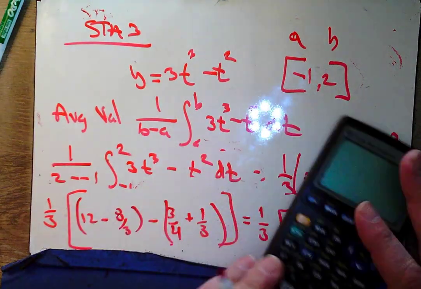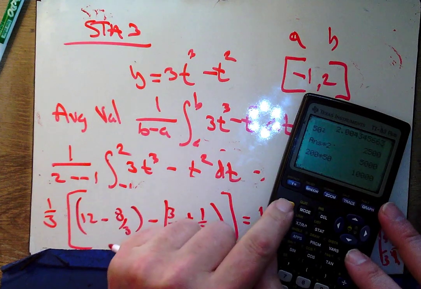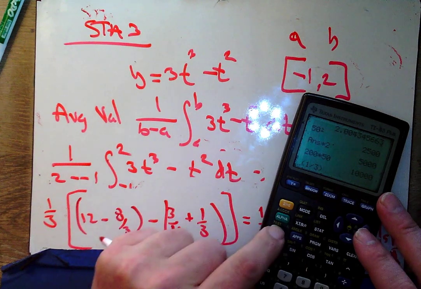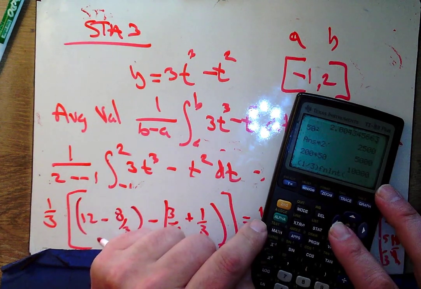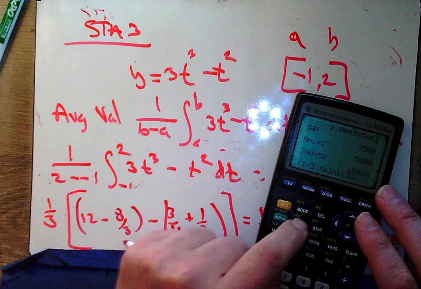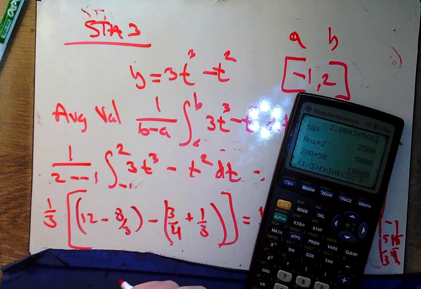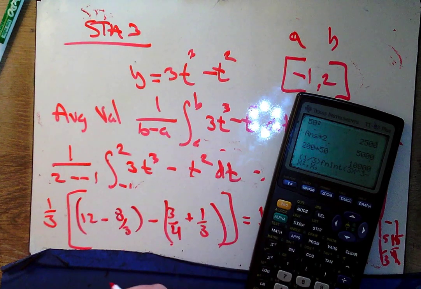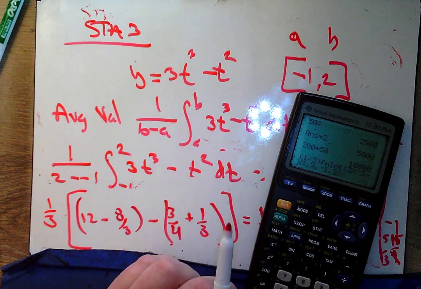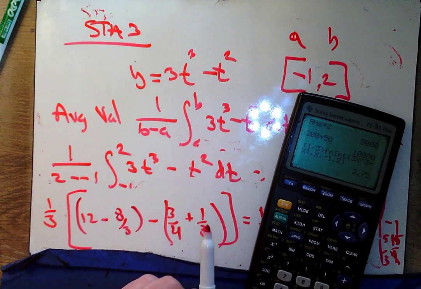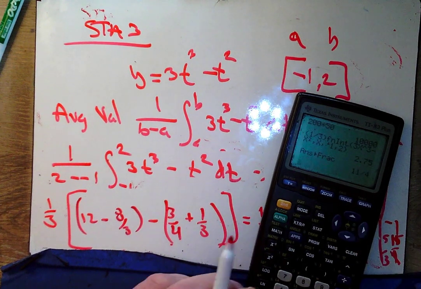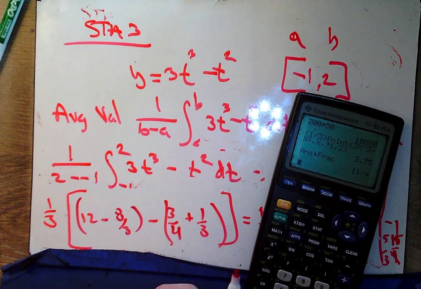Come on, trusty calculator. Help me out. Okay. We want 1 divided by 3. Math, integral 3x to the third minus x squared, x, -1, 2. Fraction. We see 11/4, and that's choice A.